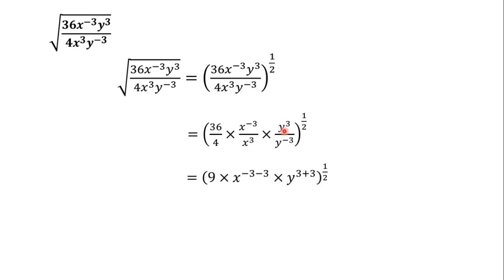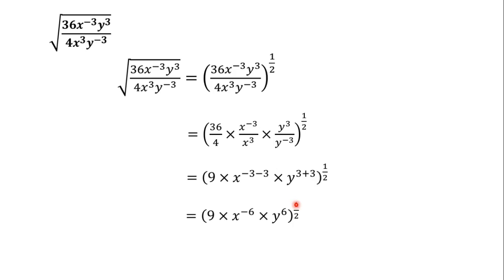Then times, we have the same thing here. So we write one of the bases, which is y, and we subtract the exponents. We subtract the exponent of the denominator from the exponent of the numerator. So this will give us 3 minus minus 3, which is 3 plus 3. We still have the exponent 1 over 2 here. So if we are simplifying, this is going to give us 9 times x exponent minus 3 times x exponent minus 6 times y exponent 6 raised to the power half, just as we have here.